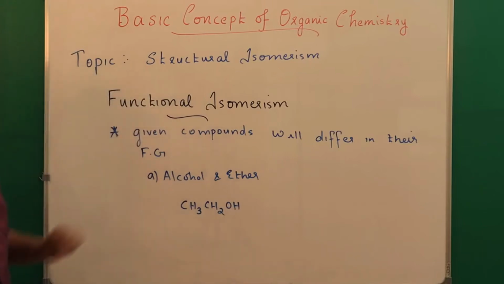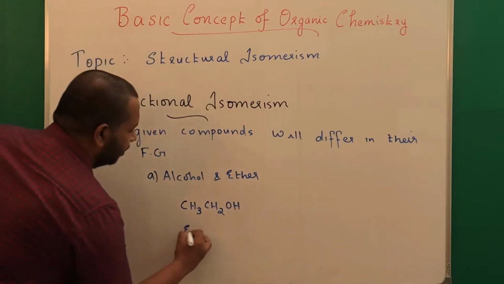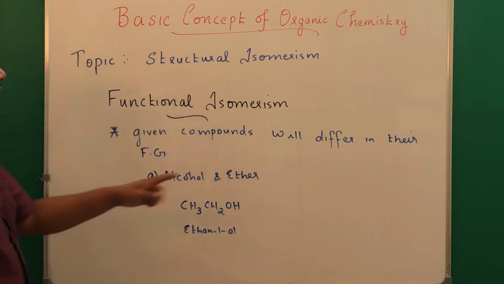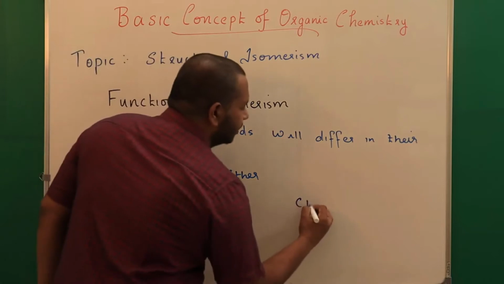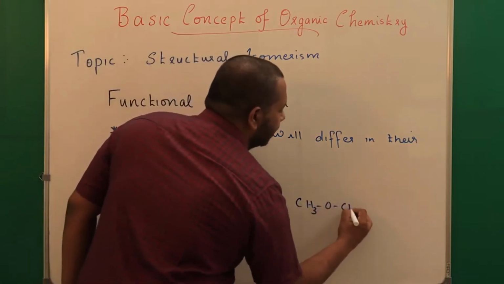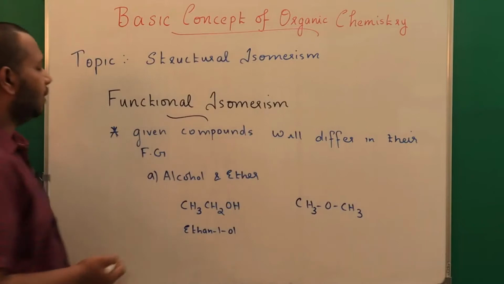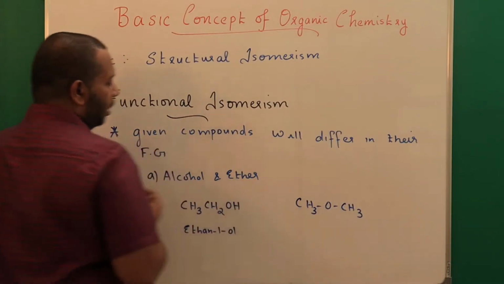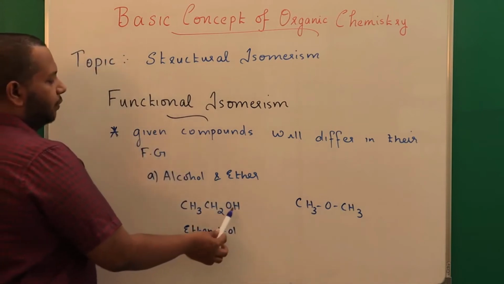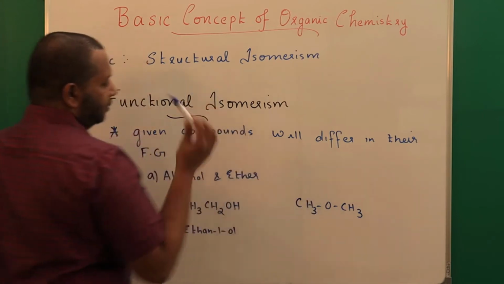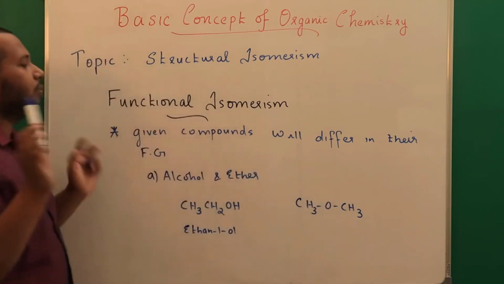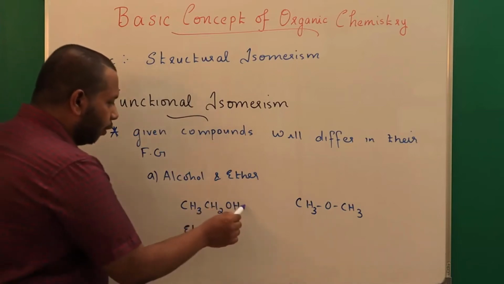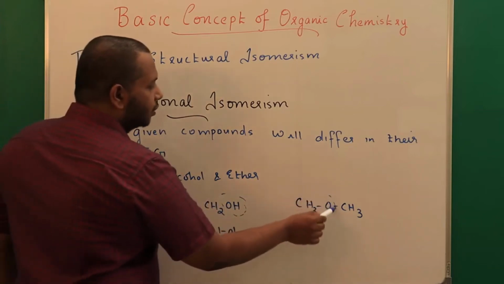Now tell me, what is this compound? Ethan-1-ol, correct? Now the same compound, if I write it like this, CH3OCH3. If you see here, both have the same number of carbon atoms, 1, 2. This also has 2 carbon atoms. Hydrogen: 3 plus 2 is 5, 5 plus 1 is 6. Here also 3 plus 3 is 6. 1 oxygen atom, 1 oxygen atom. So both have the same molecular formula. But one has the functional group OH and the other has the functional group O.